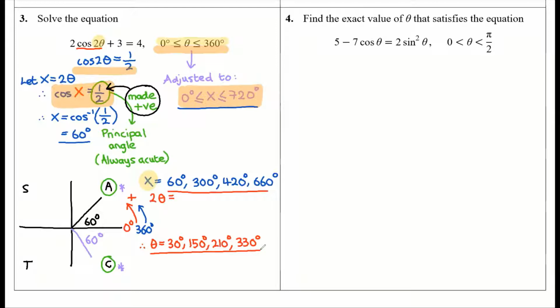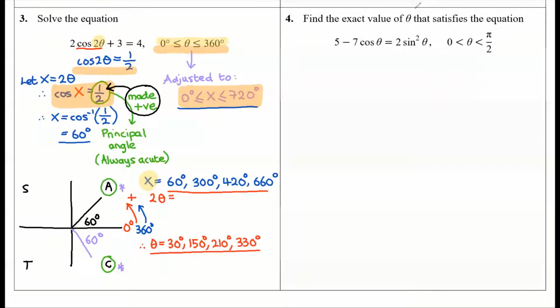Now for question 4, we have to find the exact value. So it's stipulating there's only one value here. Okay, and we can see that that's going to be the case because we have a domain defined for theta, which is just between 0 and pi over 2. So it's just going to be the acute answer, nothing else. So what do we do here? Well, we're in a bit of trouble, really.